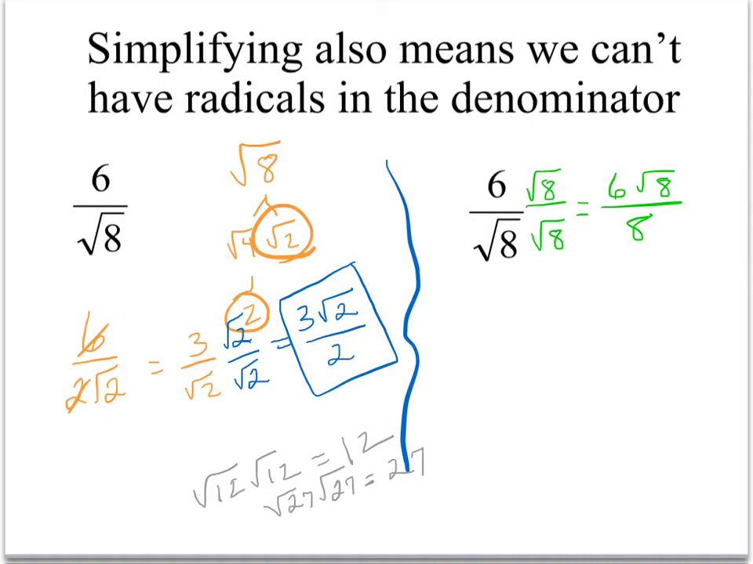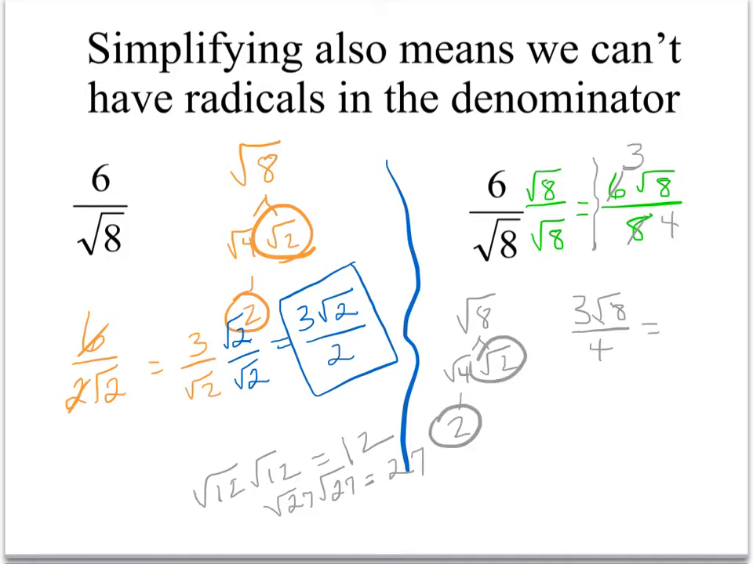Now, back to my problem, 6 root 8 over 8. This isn't simplified for two reasons. First off, 6 over 8 reduces to 3/4. So I have 3 root 8 over 4. Secondly, square root of 8 is not simplified because the square root of 8, again, like I said earlier, can be broken down into root 4 times root 2, which is 2 root 2.